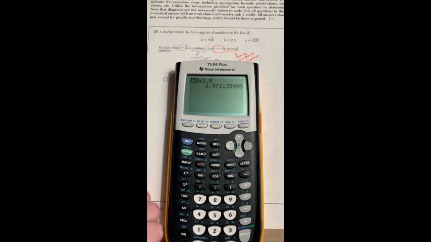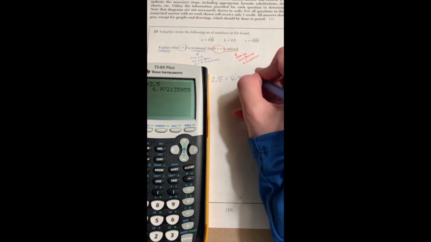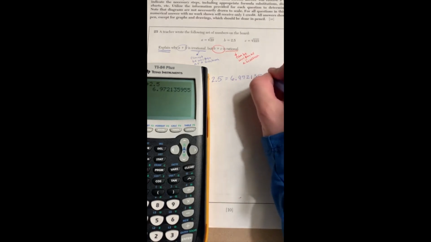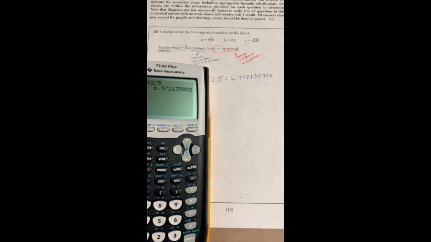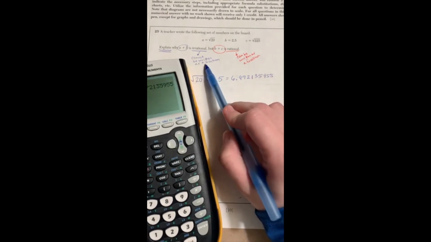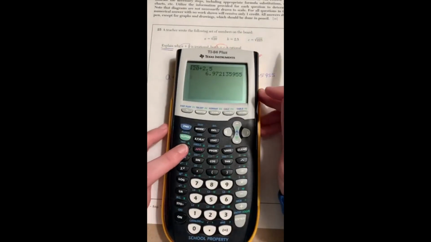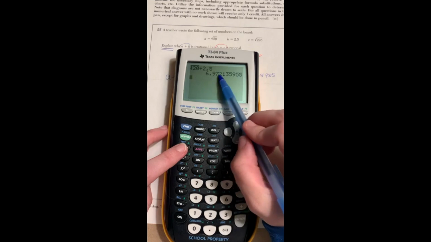So A plus B comes out to this long decimal. I am going to write it down. 6.972135955. So that's a really long decimal, right? But my rules up here that I'm trying to focus on is whether or not it can be turned into a fraction. Well, my calculator does that for me. So let's test it out. Is this number going to turn into a fraction? Can it be written as a fraction?